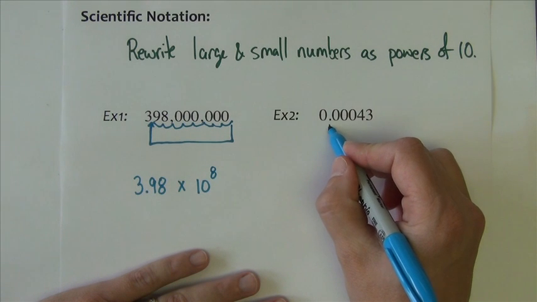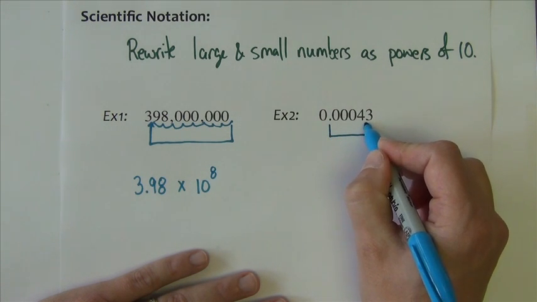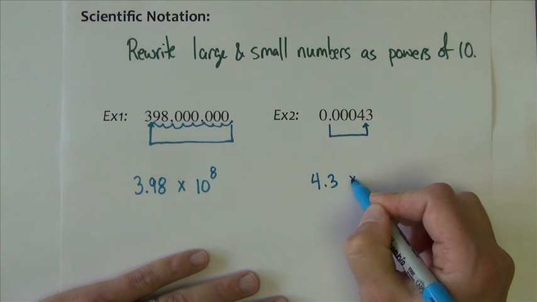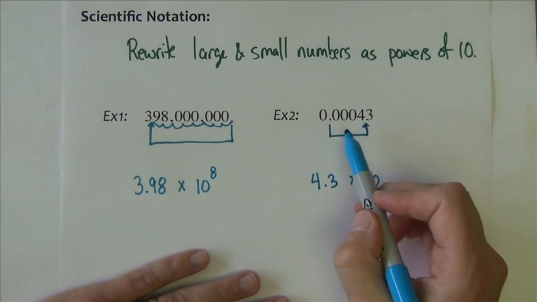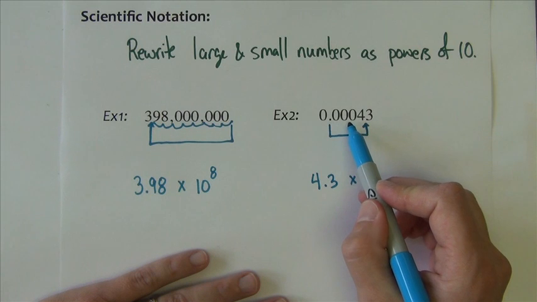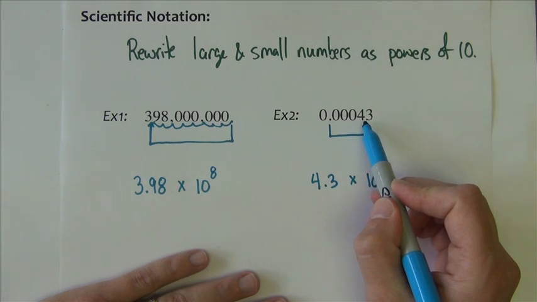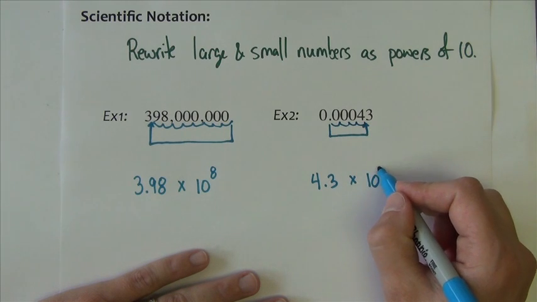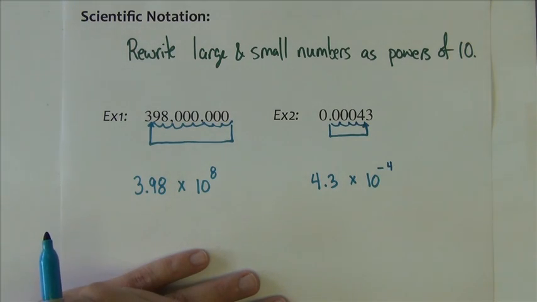Okay, this one I'm going to move the decimal point there. So 4.3 times 10. Whenever you move the decimal point to the right, we want negative exponents. So I moved it 1, 2, 3, 4 places, times 10 to the negative 4th power.